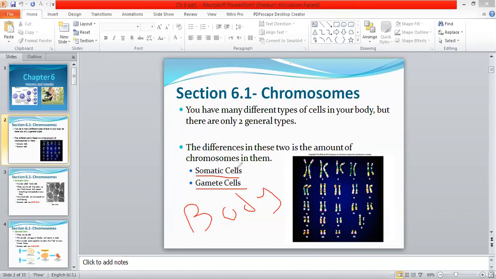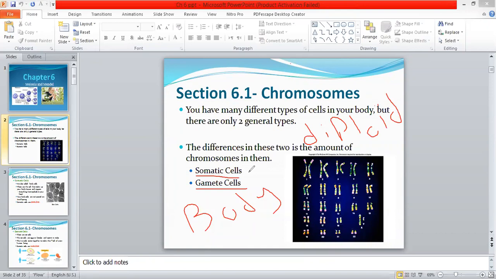What is the difference between somatic and gamete? Somatic cell includes all cells except the sex cell, like skin, kidney, stomach, liver, and so on. And the second difference is somatic cells or body cells are diploid. And what is the meaning of diploid? Diploid means contains the total number of chromosomes.